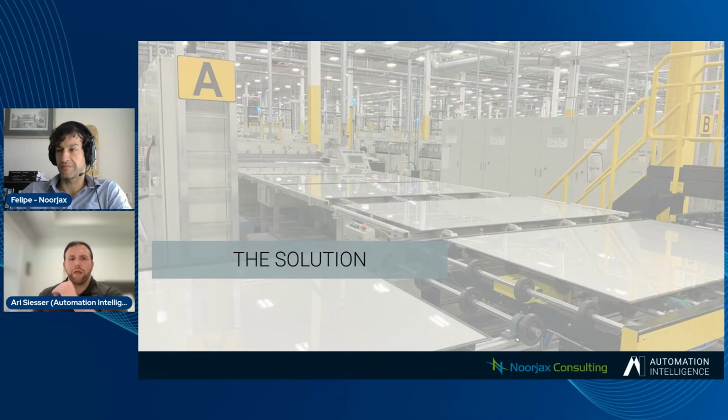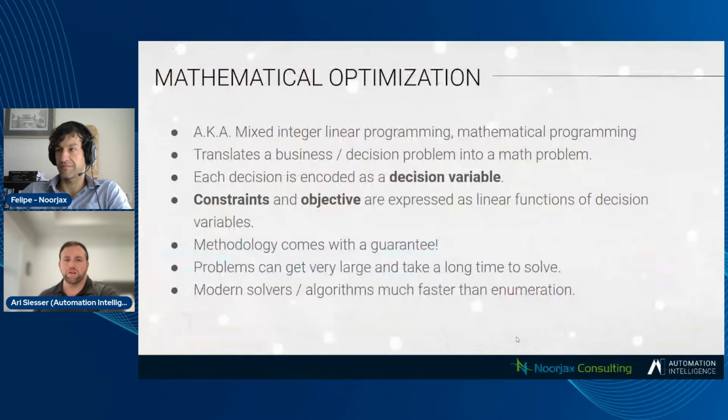Well, we used a technique called mathematical optimization, also known as mixed integer linear programming or mathematical programming. And the way that it works is it translates a business or a decision problem into a math problem. It's got 3 components. You've got decision variables, you've got constraints, and you've got an objective. The constraints and objectives are typically linear functions of the decision variables.